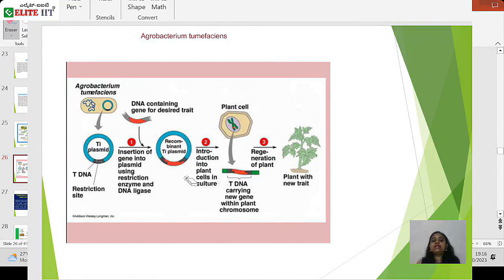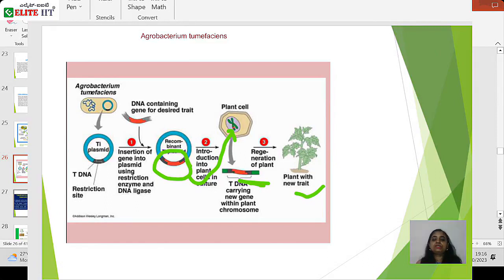Okay, you just add this plasmid in the culture. So what will happen, this DNA integration will be there. Only the tDNA part will be transferred from the recombinant Ti plasmid to the plant cell, and it will be integrated into the genome. Okay, so you will get new expression of that gene. So regeneration of the plant, and a plant with a new trait.